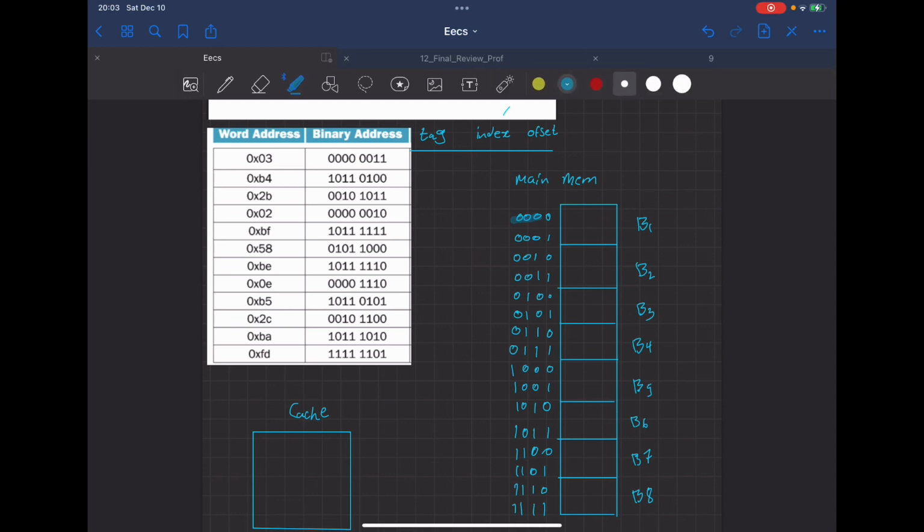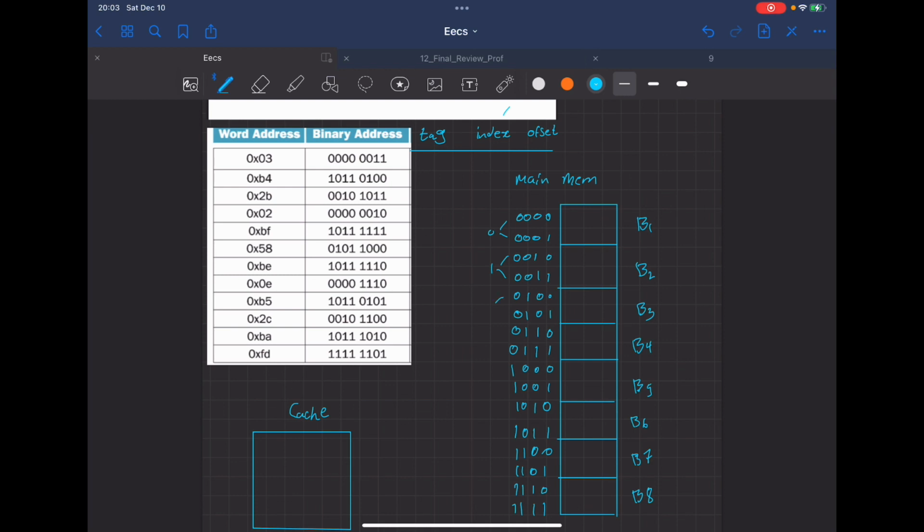So for example, both 0, 0 belong to block 1, and they both share 0, 0. One has an offset of 1 and the other has an offset of 0. So that is essentially what's happening, right? So this index is going to belong to 0, 0, 0. This one's going to belong to 0, 0, 1.